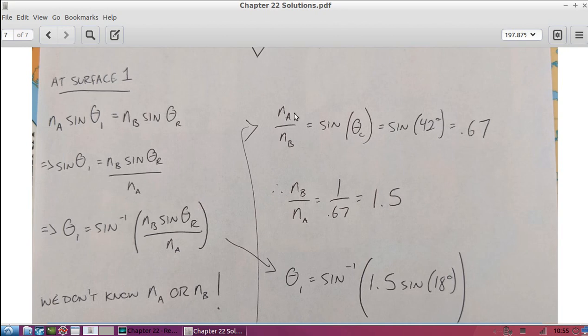So I don't actually have to find out the individual indices of refraction here. All I need is their ratio. So n sub a over n sub b is 0.67, but I don't want n sub a over n sub b. The ratio here in my incident angle expression is n sub b over n sub a. So I have to take the reciprocal of 0.67, and I get 1.5. So I have a ratio of the indices of refraction that I need.